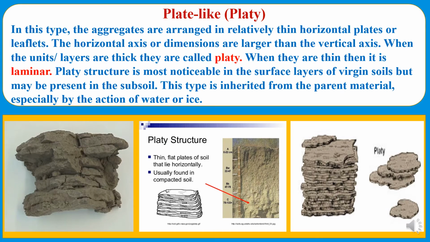Second soil structure is plate-like platy structure. In this type, the aggregates are arranged in relatively thin horizontal plates or leaflets. The horizontal axis or dimensions are larger than the vertical axis. When the units and layers are thick, they are called platy. When they are thin, then it is called laminar.